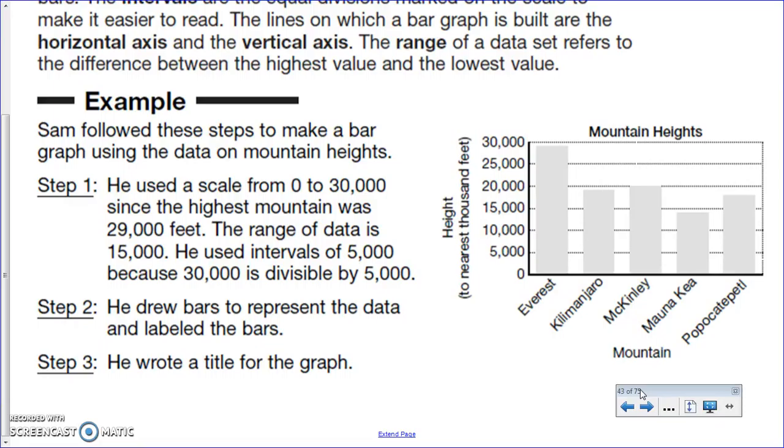So that's his interval, 5,000. He drew bars to represent the data and labeled the bars for step 2. So you can see the 5 mountains labeled by their names. It says mountain underneath, so it tells us what they are. The vertical axis has the numbers. It tells us its height, and it also tells us it's to the nearest 1,000 feet, so we know what we're measuring. Then he drew in the bars, and then step 3, he wrote a title for the graph.